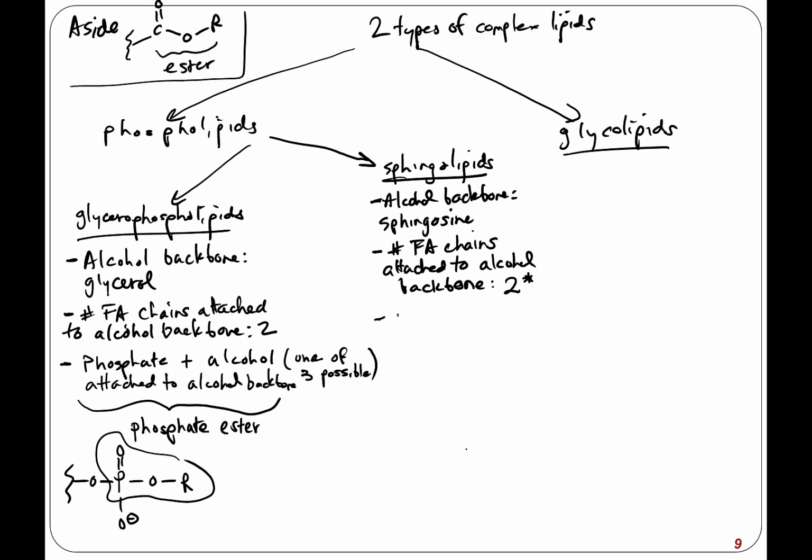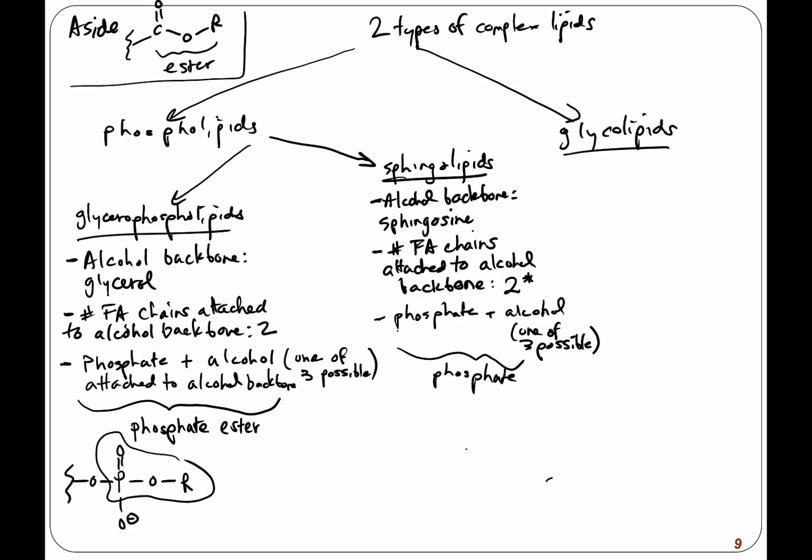And then same thing, phosphate. This is similar to, I should say, the glycerophospholipids. So phosphate plus alcohol. Again, 1 of 3 possible, same thing here as the glycerophospholipids. Again, this whole thing is called a phosphate ester.